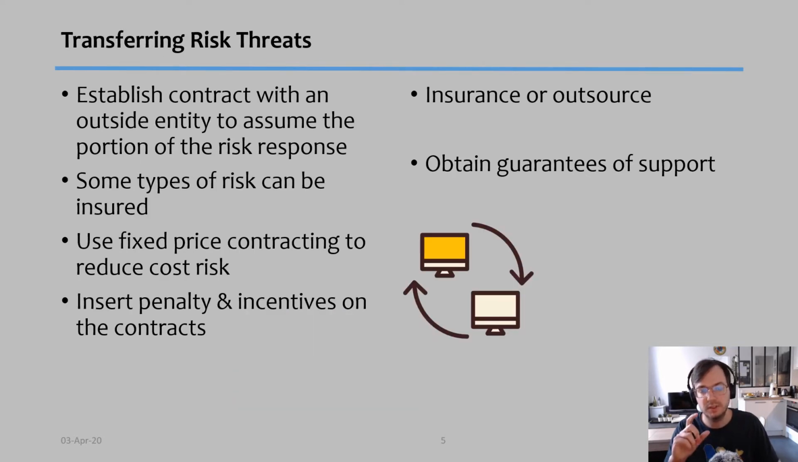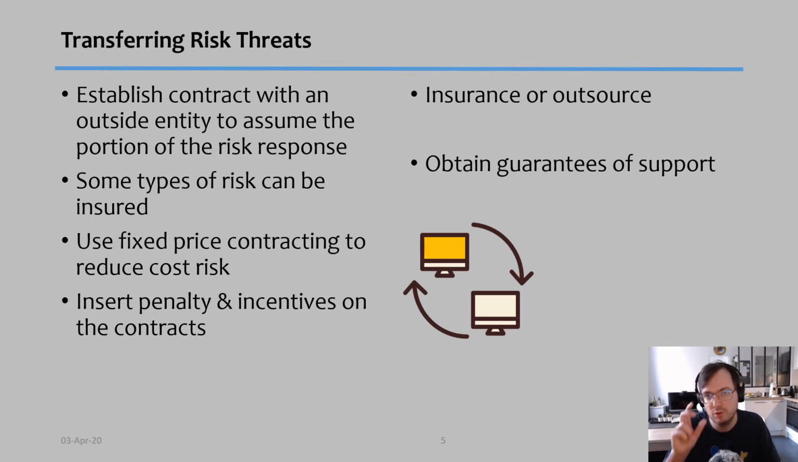The third response you have is transferring the risk. In other words, you hire someone outside of the company to take care of this risk. And this is what insurance companies pretty much do. Insurance companies are basically buying risk from other businesses, and they get paid to take away the risk from other businesses. That's what I meant. So here we establish a contract with an outside entity to assume a portion of that risk response, because some risks can be insured, others can't, for example.